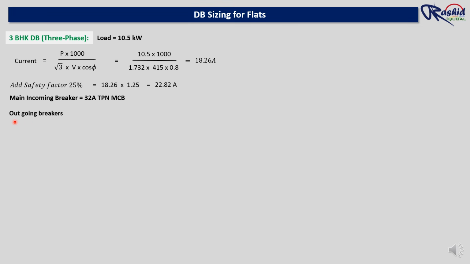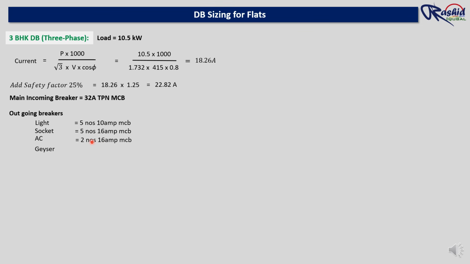But for your understanding, I considered 5 numbers of 10 ampere MCB for lighting load: 3 MCB for 3 bedrooms, 1 MCB for drawing room and 1 for kitchen, total 5. Same way, for sockets, I considered 5 numbers of 16 ampere MCB, like 3 for bedrooms, 1 for drawing and 1 for kitchen. Now AC, we have 2 AC in a 3 BHK flat, so we will install 2 numbers of 16 ampere MCB, or you can install 20 or 25 ampere based on your AC load. So I considered 2 numbers of 16 ampere MCB.